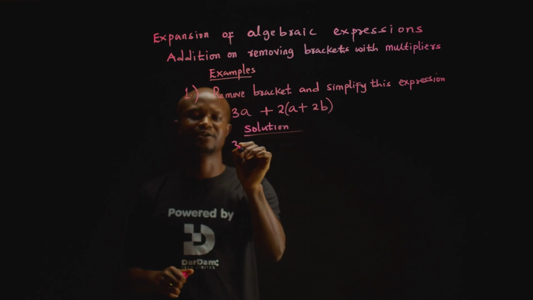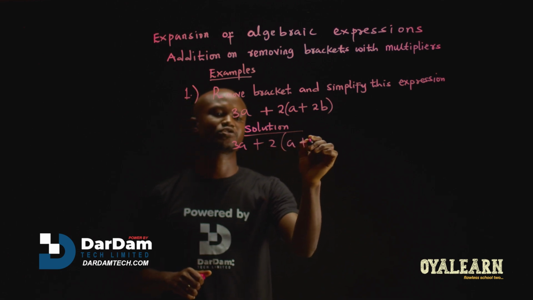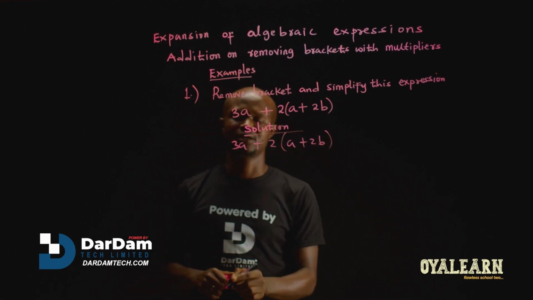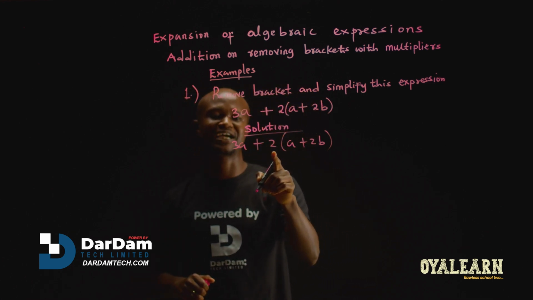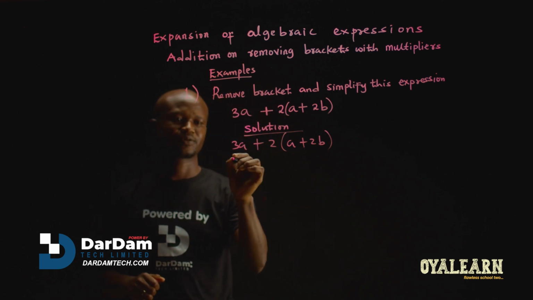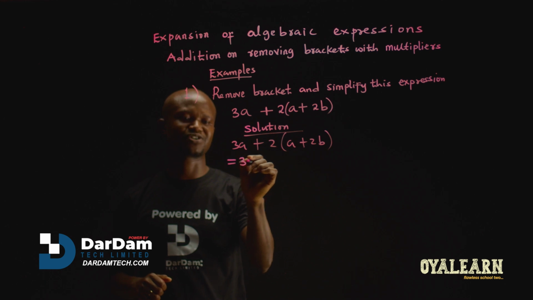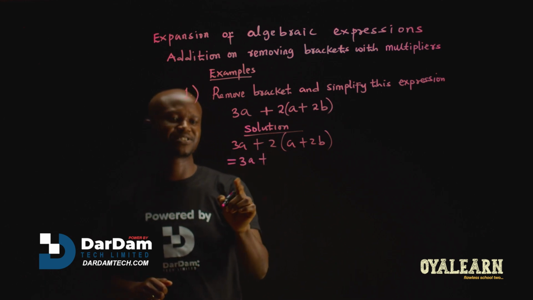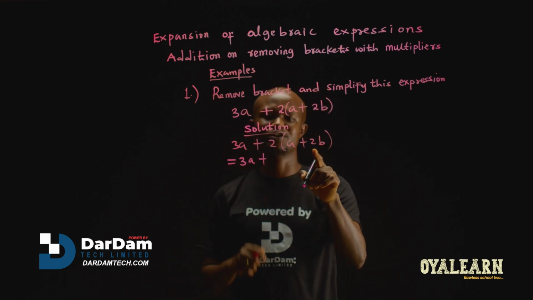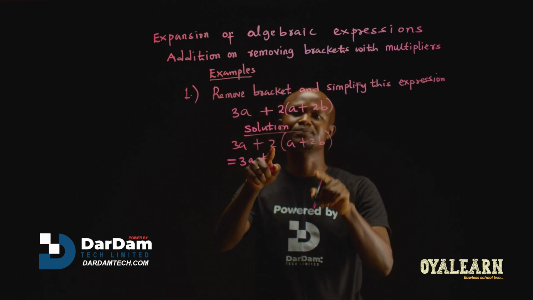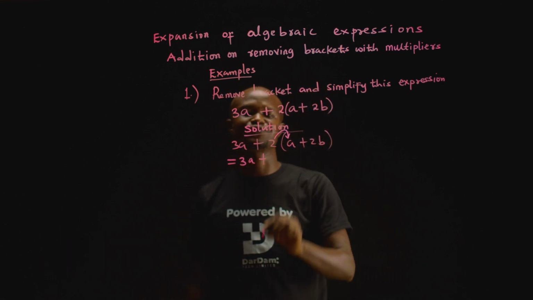We have 3a plus 2 into bracket a plus 2b. Now, this is a binomial expression, and we have a multiplier here, which is 2. So in this case, for the first term, we just write it like that. So this is going to be 3a. Then for this, we are going to expand, because this particular side is having a multiplier outside. So we are going to use this 2 to multiply this first.